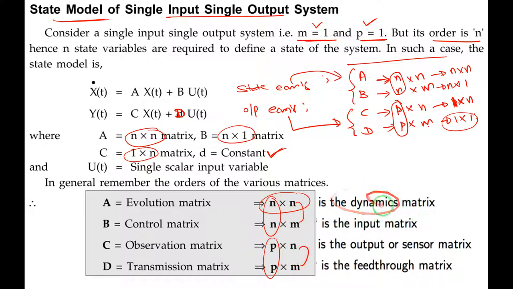Don't worry about these namings, dynamics. So A is called the evolution matrix. Don't worry about these namings, leave it.